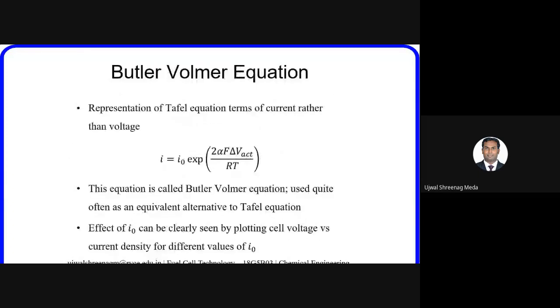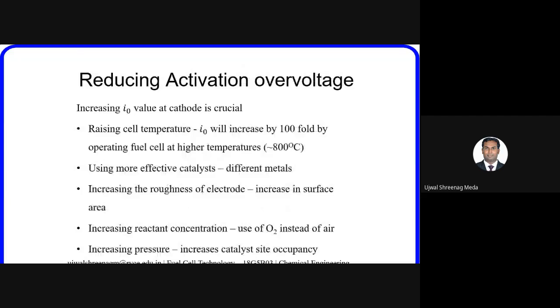The same Tafel equation can be expressed in terms of current as well, and in that case, it is named the Butler-Volmer equation. The impact of the exchange current density is significant. If it is possible to keep I naught as high as possible, the losses due to activation can be reduced.